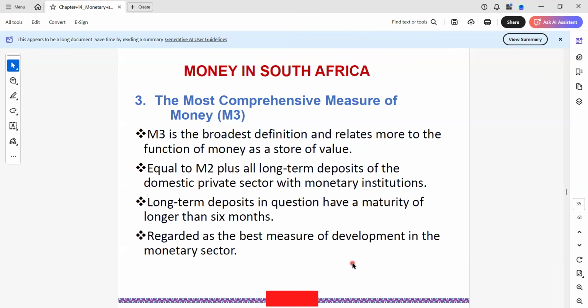And then our M3, the only difference is that M3 is M2, which is the coins, the notes, the demand deposits, short-term deposits, plus long-term deposits, right? So M3 is M2 plus what? Long-term deposits. And this one relates to the function of money as a store of value, right?